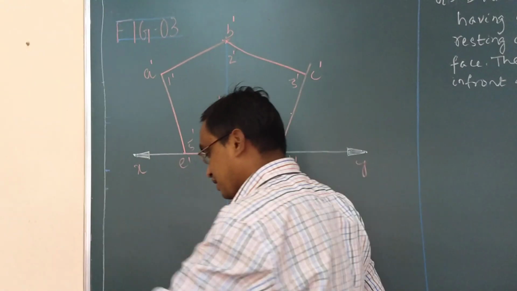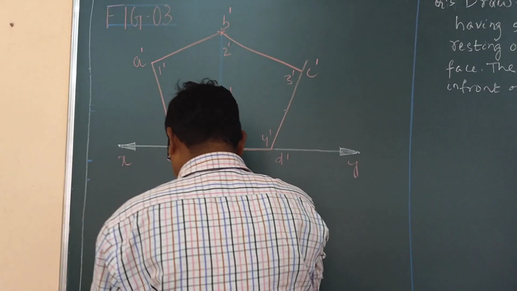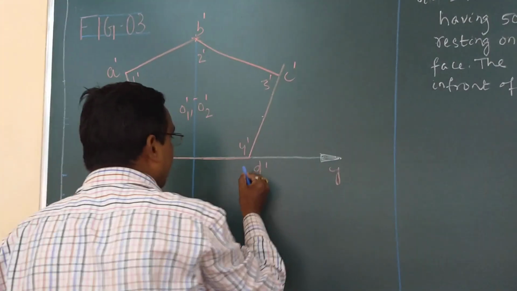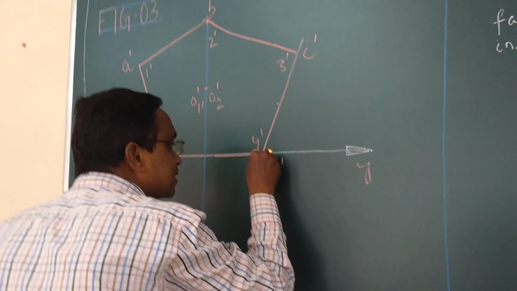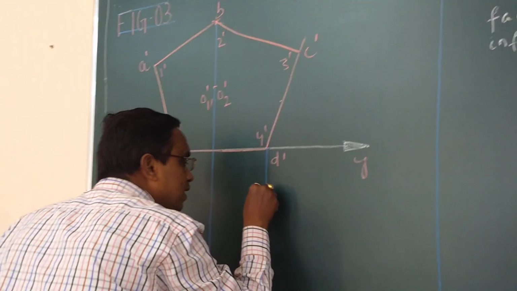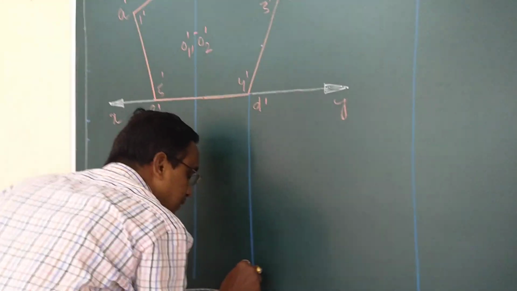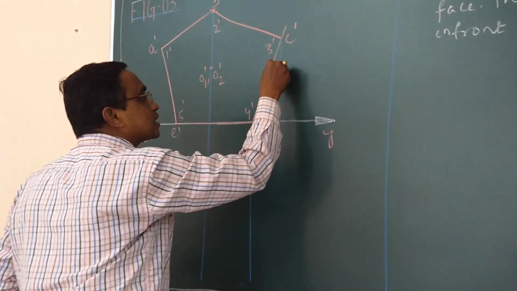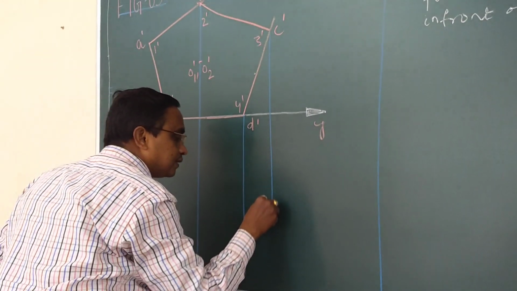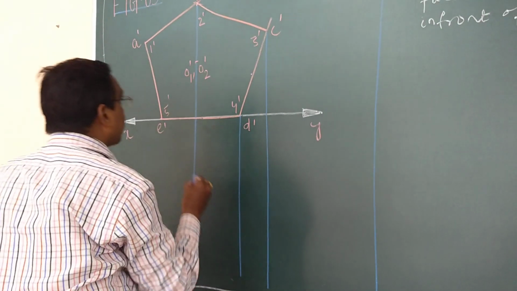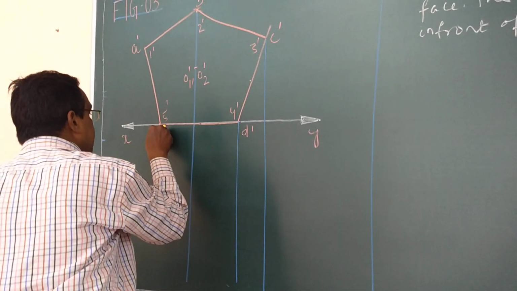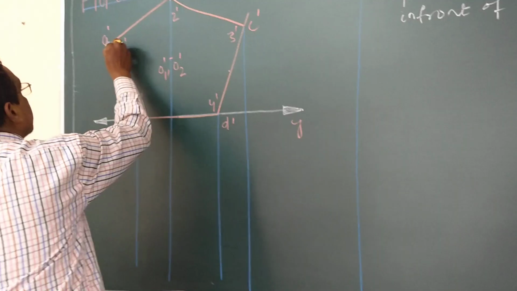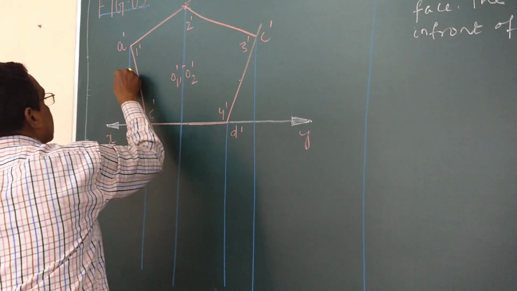How to proceed? Change the pencil. From point D dash, draw the projection downward. From point C dash, draw the projection downward. From E dash, draw the projection. And from point A dash, draw the projection.